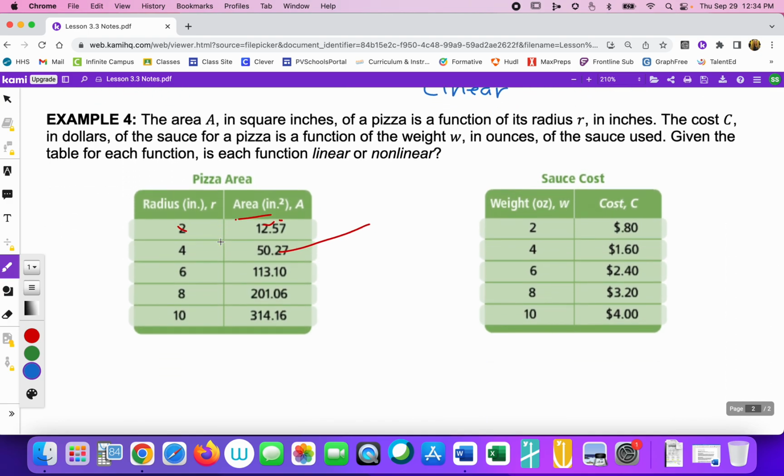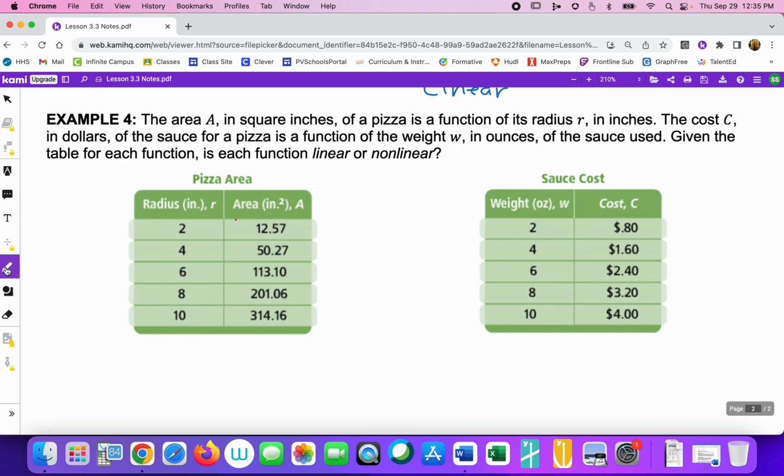All right, so now we're going to interpret it through a table without actually graphing. The situation where this information comes from: the area A in square inches of a pizza is a function of its radius R in inches. The cost C in dollars of the sauce for a pizza is a function of the weight, W in ounces of the sauce used. Given the table for each function, is each function linear or nonlinear?